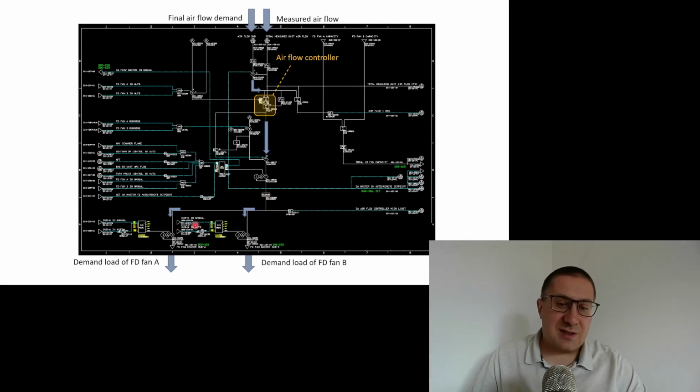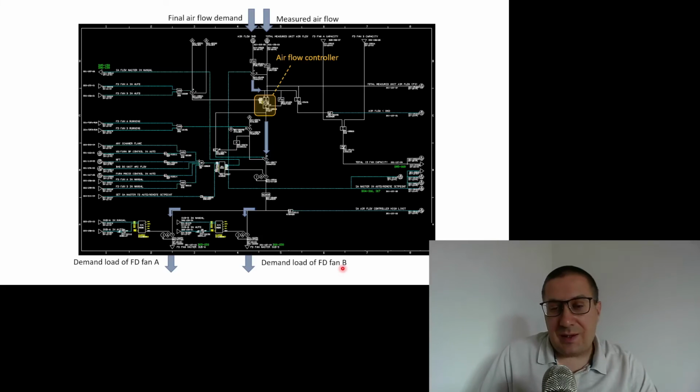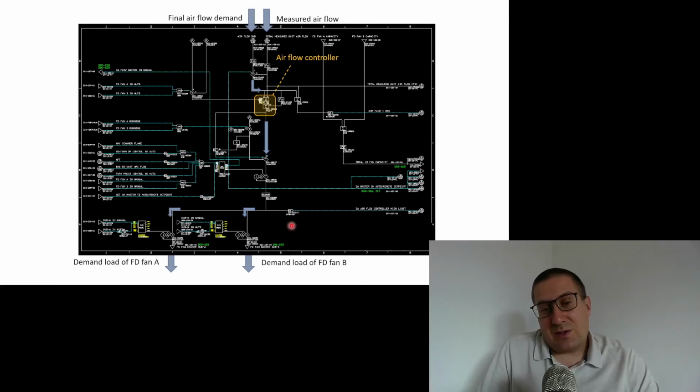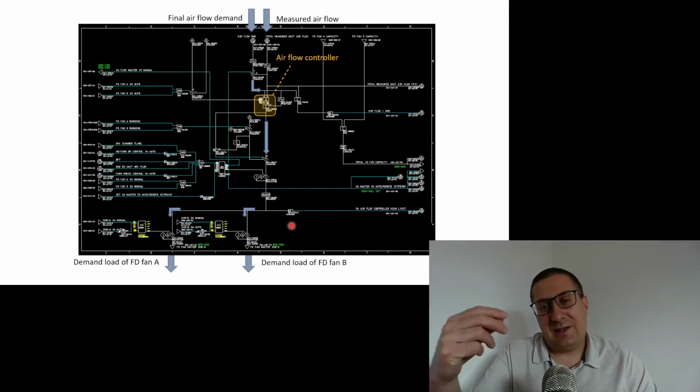There's also a balancer, so if the operator switched the forced draft fan on the left side to manual mode, the balancer will try to compensate for the operator's decisions using the forced draft fan on the right side. So this also has to be considered by our AI algorithm. It is very, very important to understand this control system.